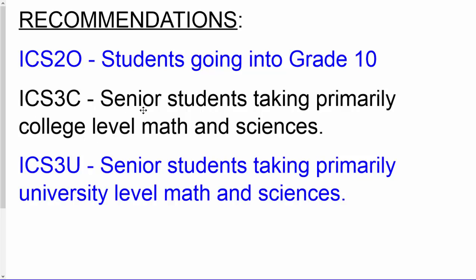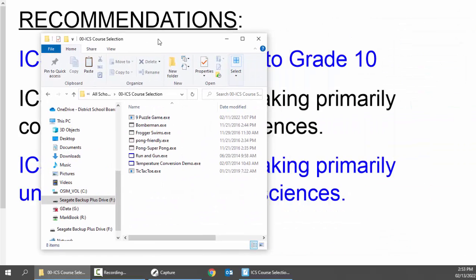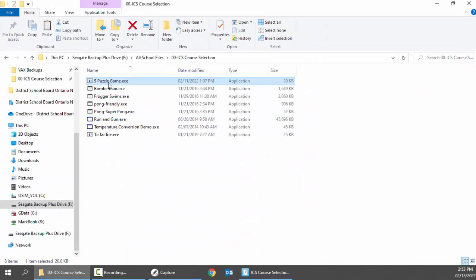If you are a grade 10 or 11 student currently going into 11 or 12, I suggest going straight into the 11 courses. If you take primarily college level maths and sciences, the 11C is the most appropriate. If you currently take mostly university level maths and sciences, take the 11U. The courses line up very nicely with your maths and sciences as far as the difficulty levels go. So now I'm just going to go through a couple of examples of things students have created.